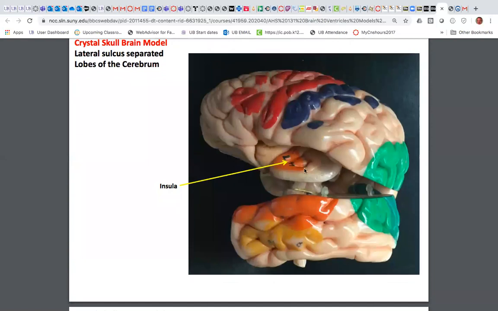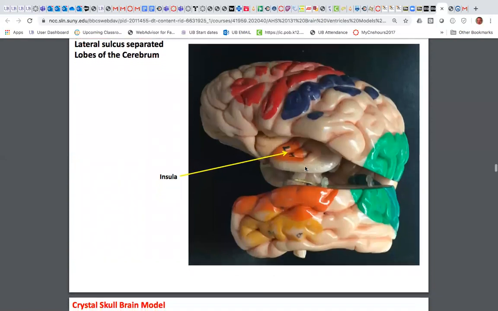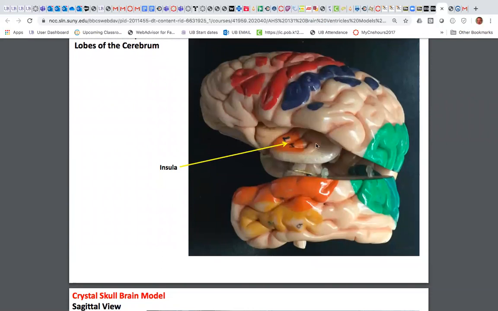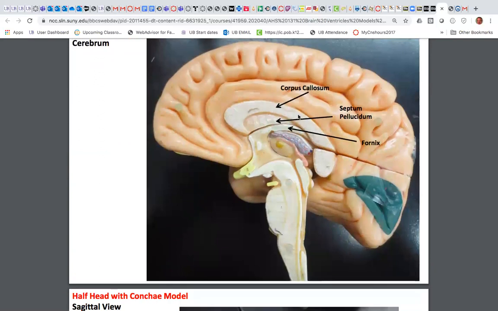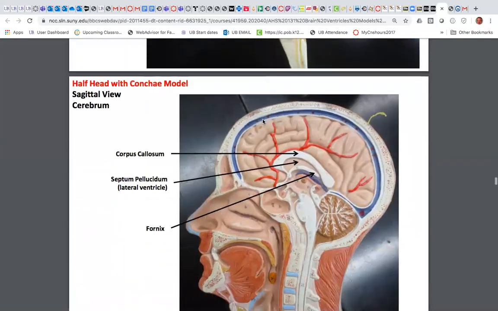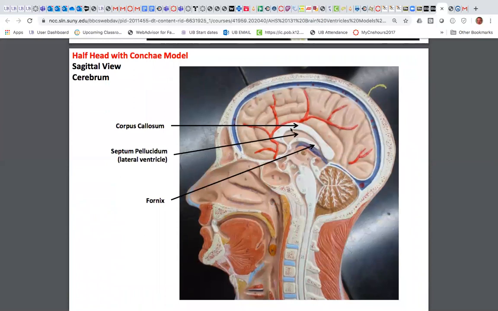The insula is deeper to that. You have to peel away the temporal lobe and look deep to see the insula. Corpus callosum, that's white matter that connects both sides of the hemispheres of the brain. The septum pellucidum is like a wall that separates right and left hemisphere, but more specifically, the left and right ventricle from each other. Again, corpus callosum, septum pellucidum, you see it separates the lateral ventricles from one another. Inferior here is the fornix.